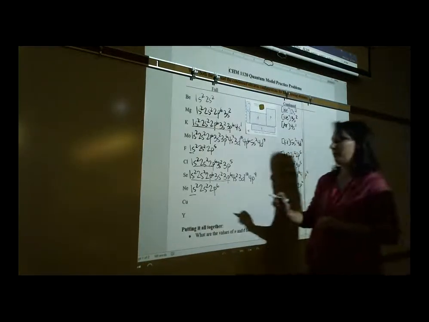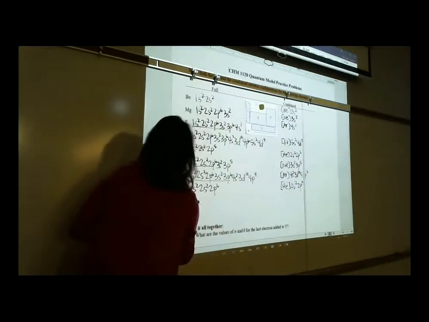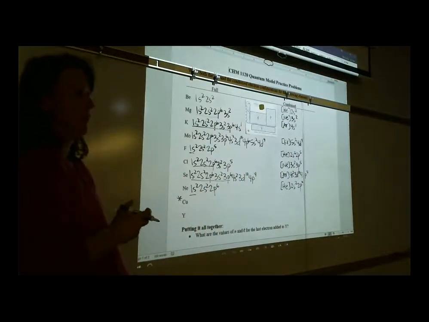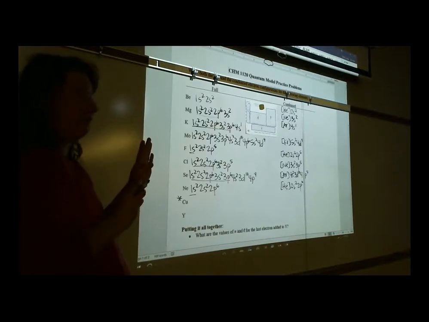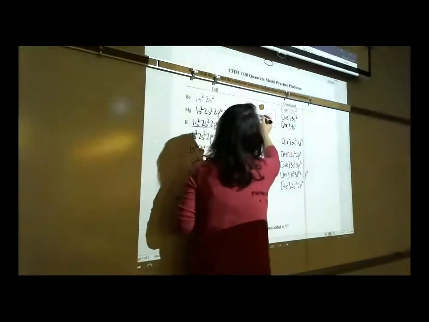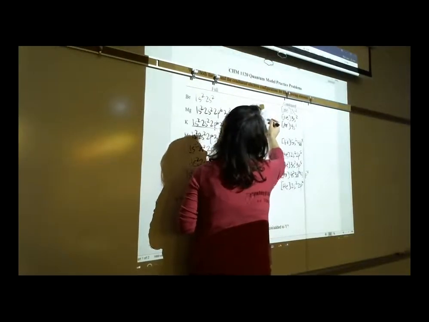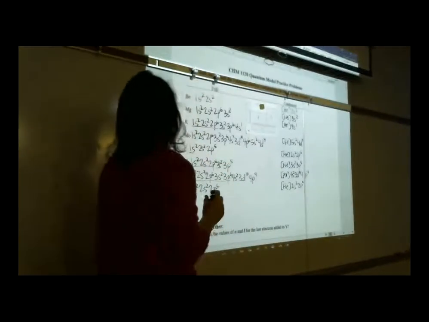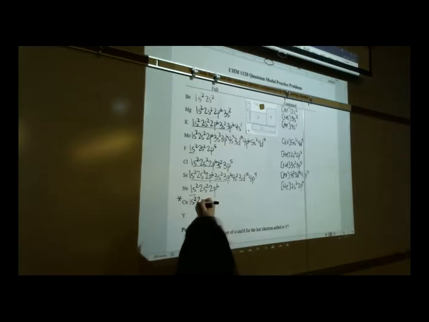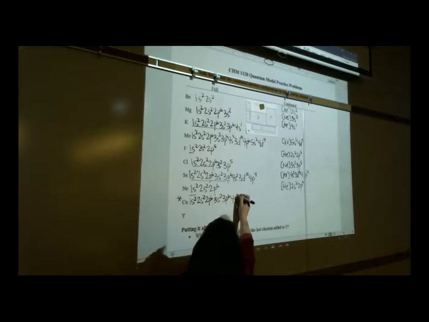Copper, what's special about copper? There are 4 that are anomalies, right? Which ones are they? Chromium, molybdenum, copper, and silver. So copper is one of the anomalies. To write it out longhand: 1s2, 2s2, 2p6, 3s2, 3p6, 4s1, 3d10. Right? Copper is one of the anomalies.